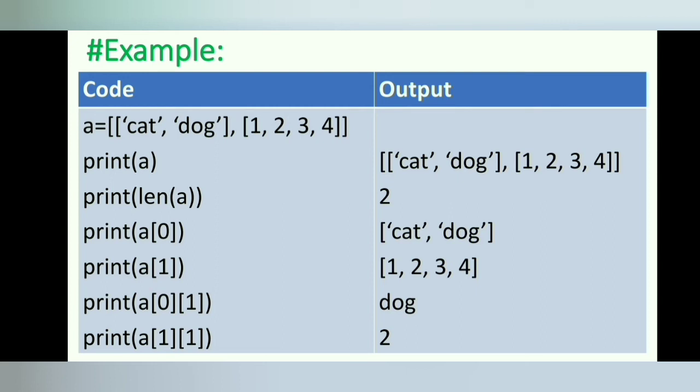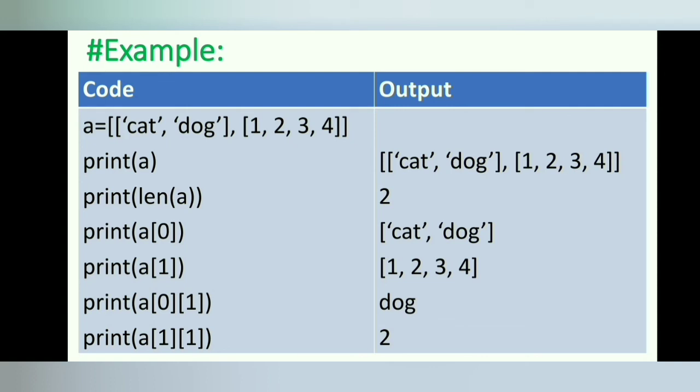So, although you see 6 items here, nested has only 2 items. The statement print a[0] will display the first item in the list, which is also a list of 2 items, cat and dog. The print a[1] will display the second item in the list, which is also a list of 4 items, 1, 2, 3, 4.